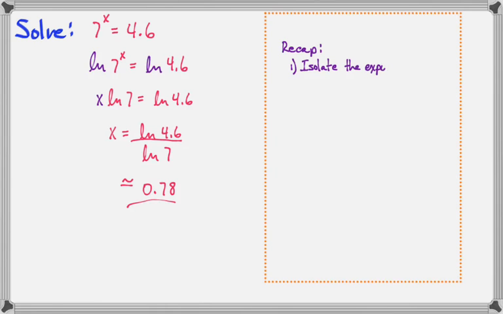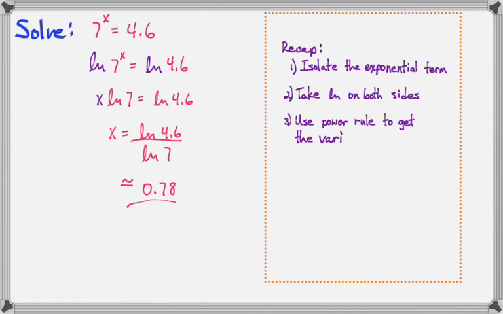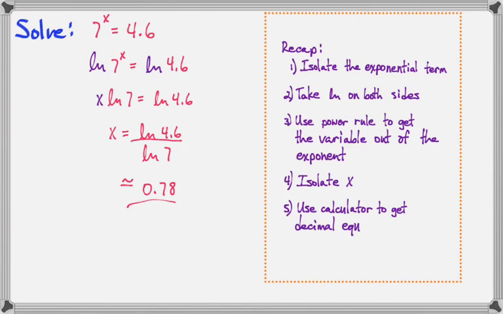So just to recap what we're doing. Isolate the exponential term. Take the natural log of both sides. Use the power rule to get the variable out of the exponent. Then you're going to isolate x using whatever equation solving skills you have to use. And that's all that you really have to do. Use a calculator to get a decimal equivalent if you need to. You don't always need to, but sometimes you might be asked for that. And there you have it.